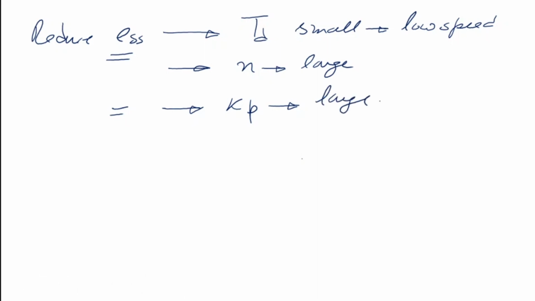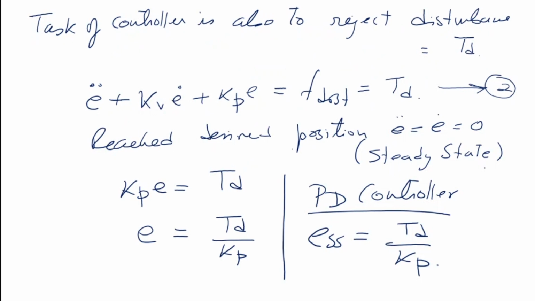It is inversely proportional. Now this N is less than 1. So please remember that the gear ratio is less than 1. By large I mean the reduction should be much higher, which means N is less than 1. And KP should become large. So if you want to reduce your steady state error, we need to do these three things: increase your gear ratio, operate at slow speeds so the dynamic torque is less, and increase your position gain.